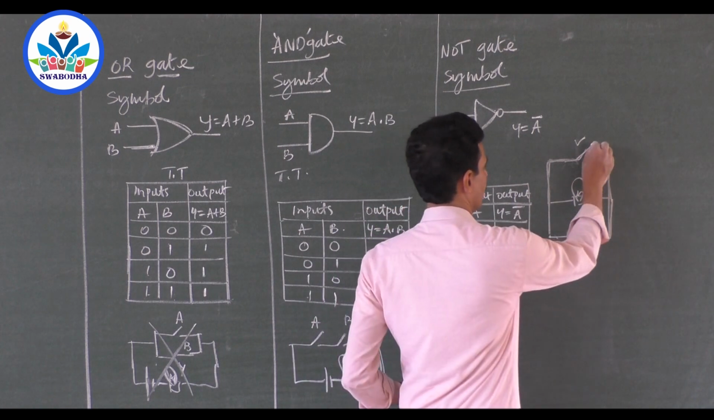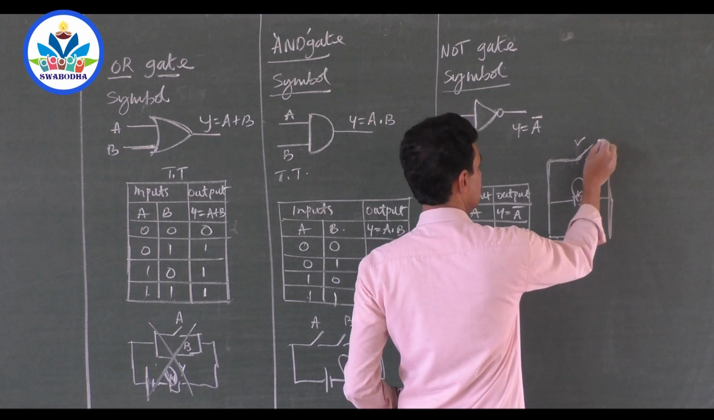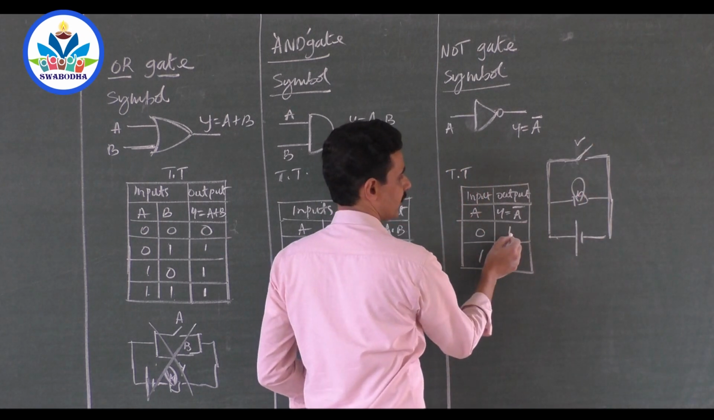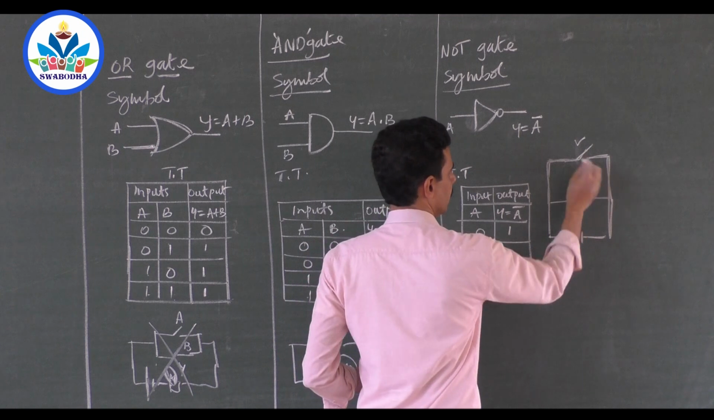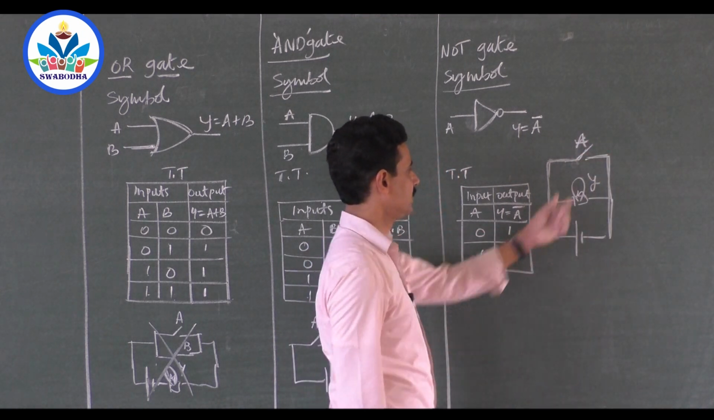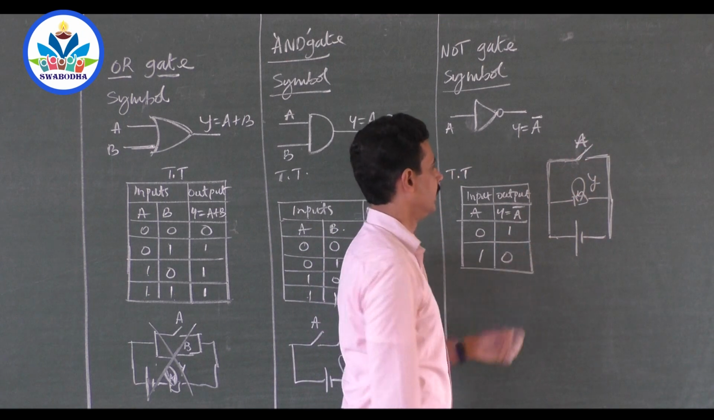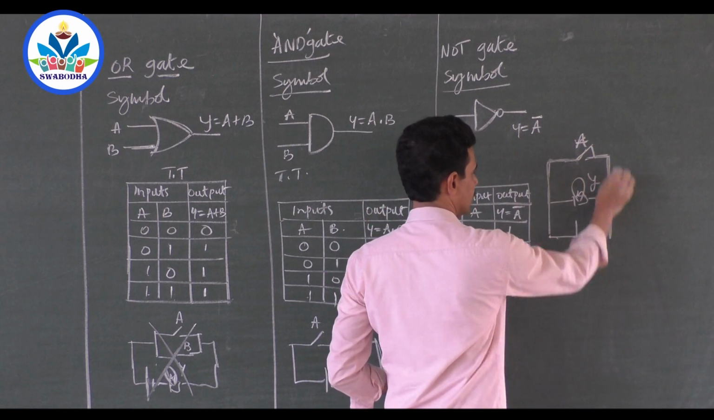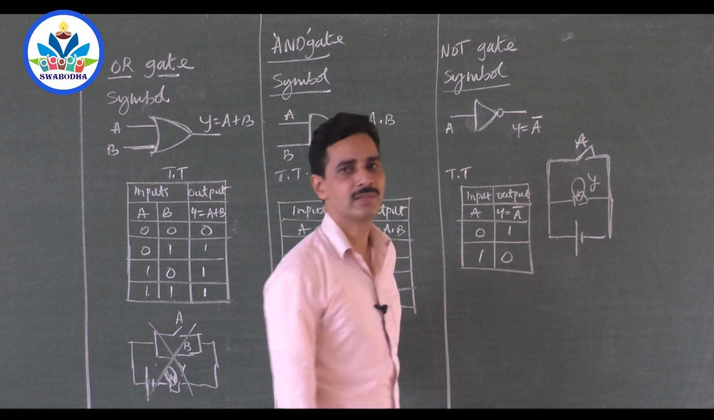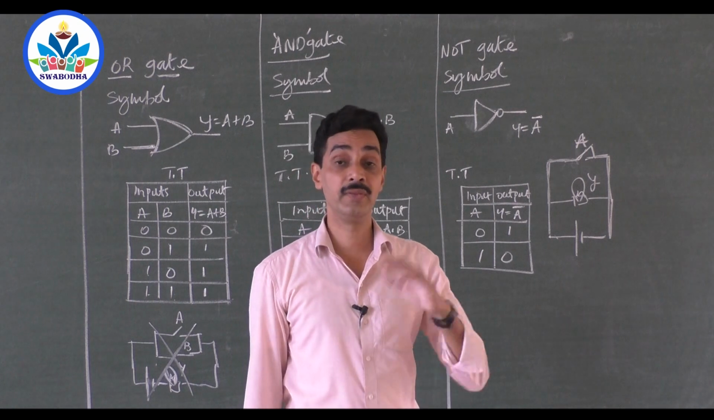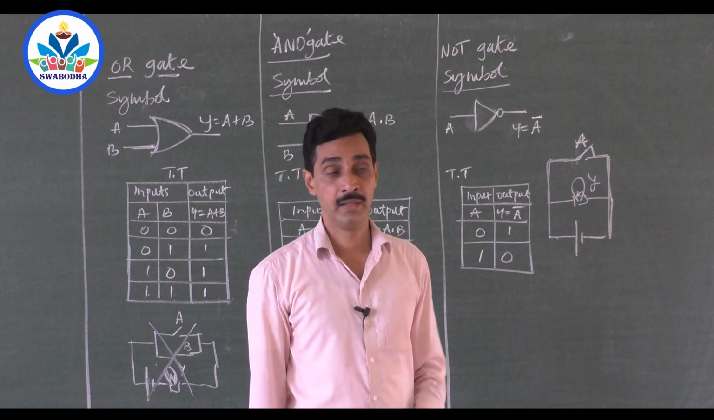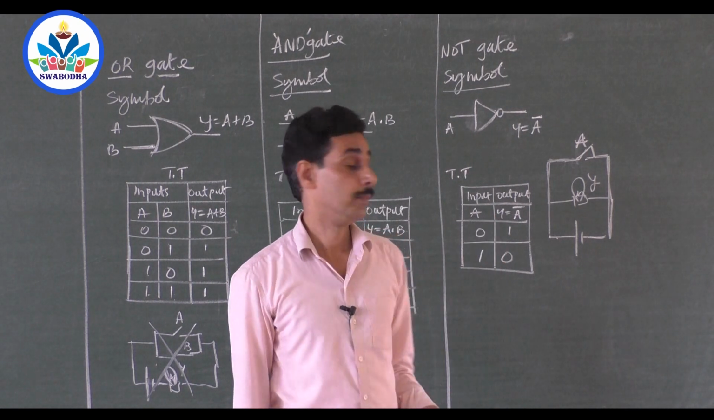If the switch is off, the bulb is on. Output. This is A. When the switch is off, the bulb is on. When the switch is on, it is a short. When the battery is in short circuit, heavy current flows through the battery and the bulb. The bulb is fused. The bulb burns.